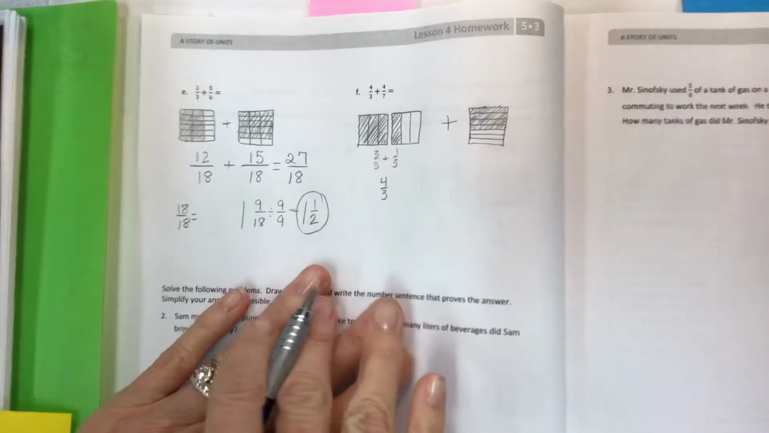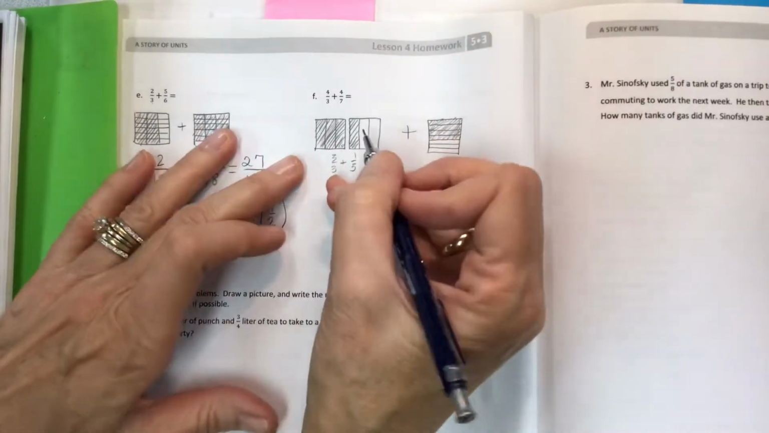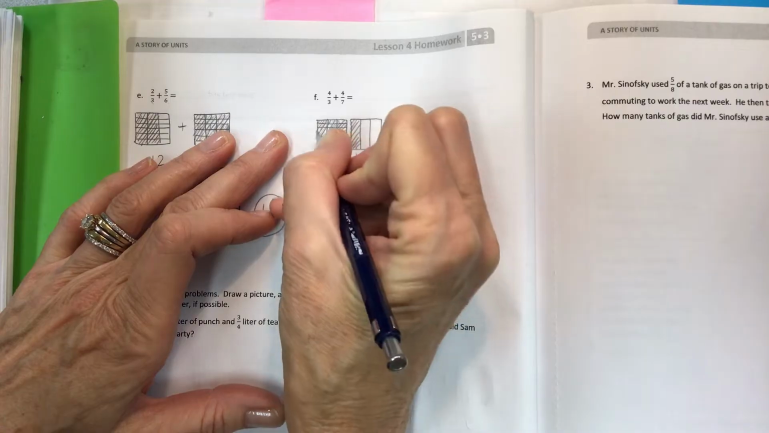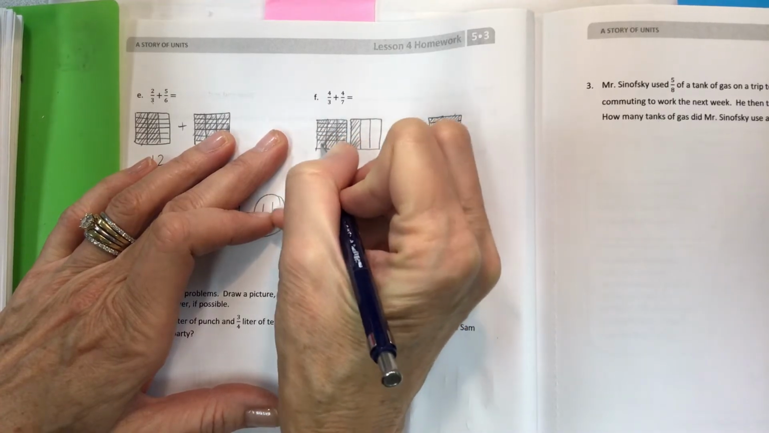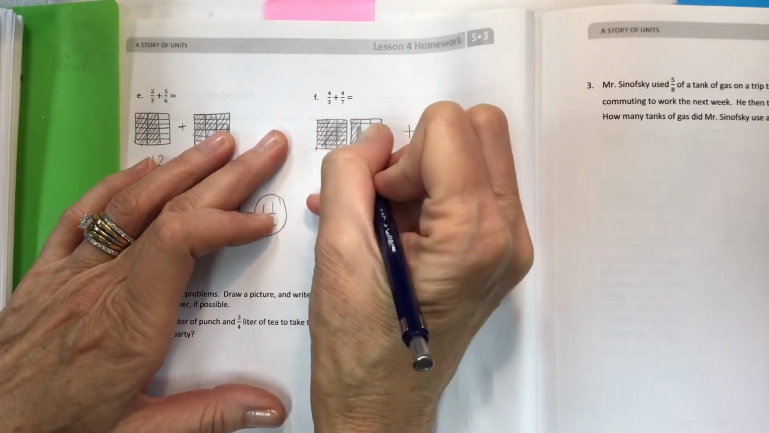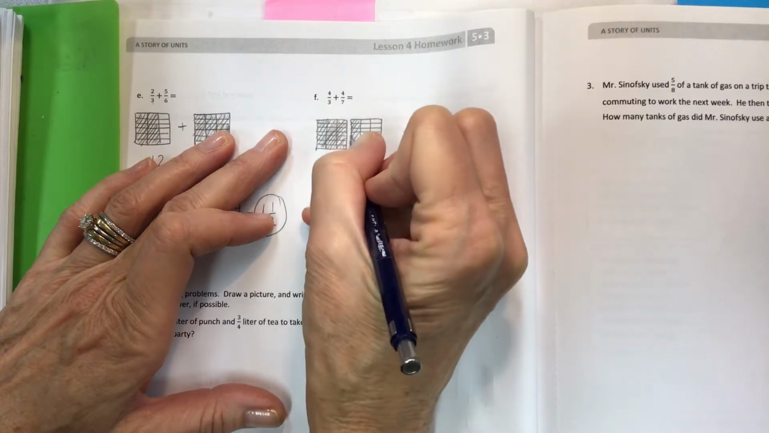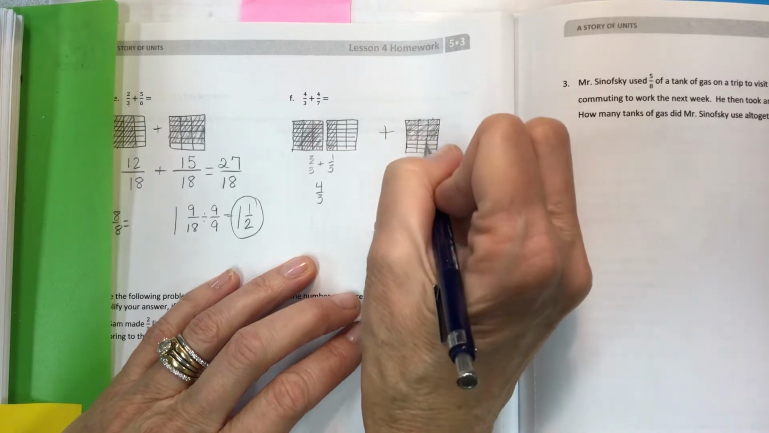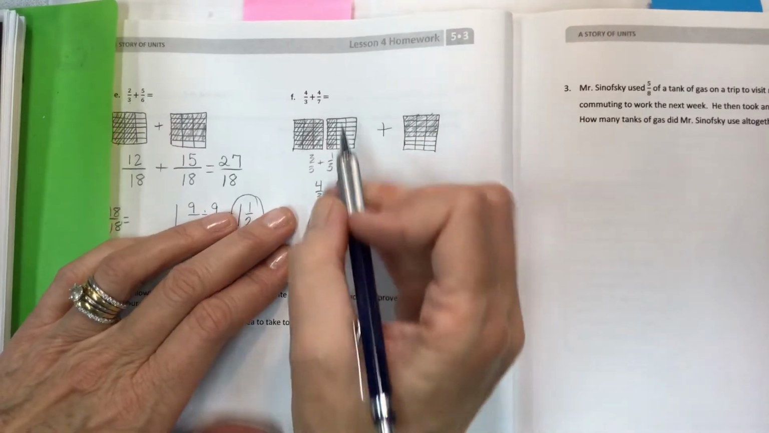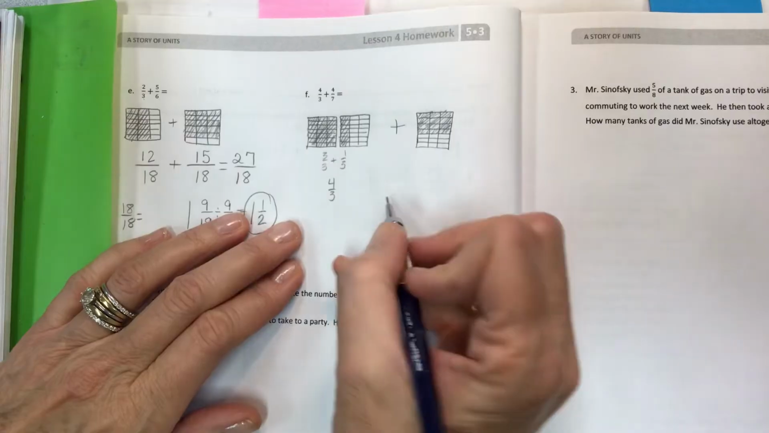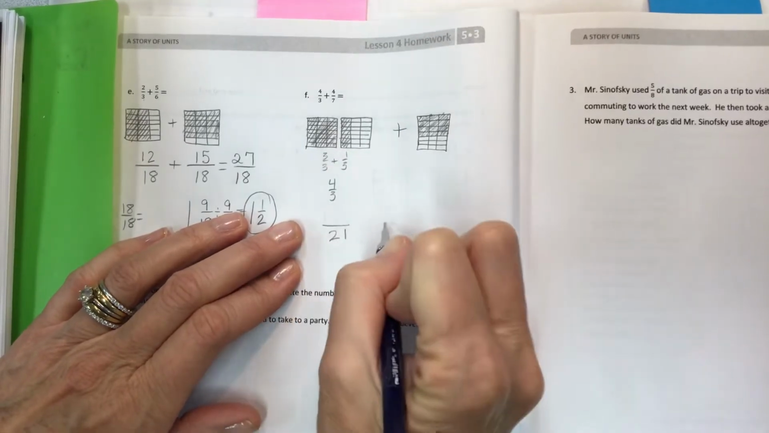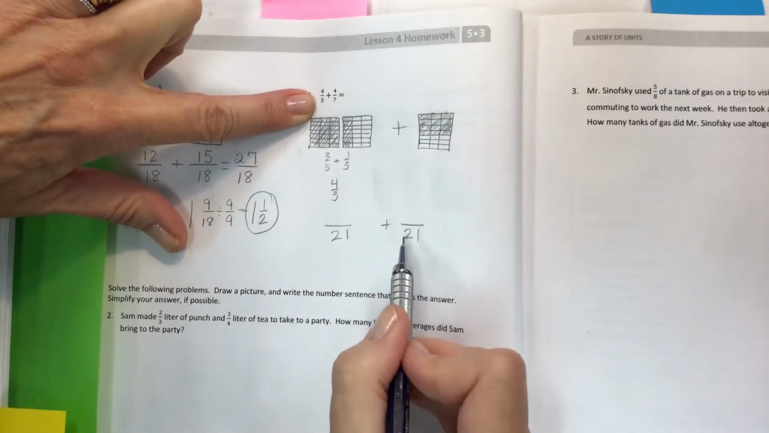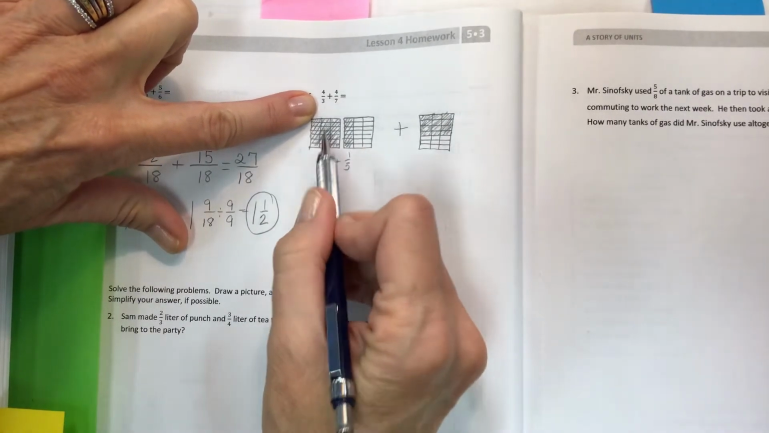Now we have to lay over our fraction models just like we did before. So 7, 1, 2, 3, 4, 5, 6, 7. Also here. 1, 2, 3, 4, 5, 6, 7. And this one is a lot easier. Just make thirds. So how many pieces did we make in each one? Well, we made 21 pieces in each because 7 times 3 is 21. So how many pieces are shaded here?